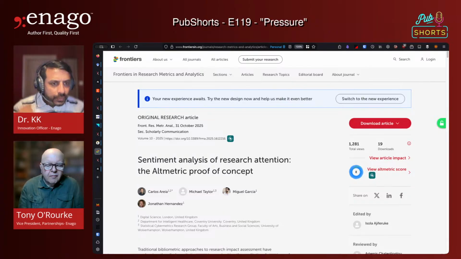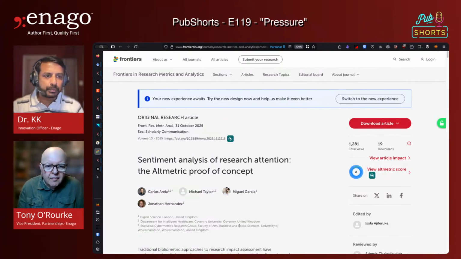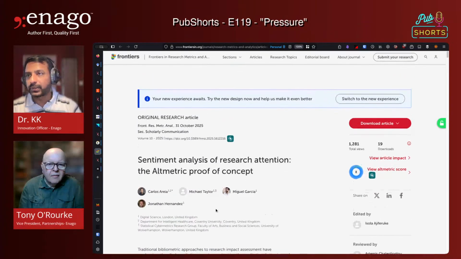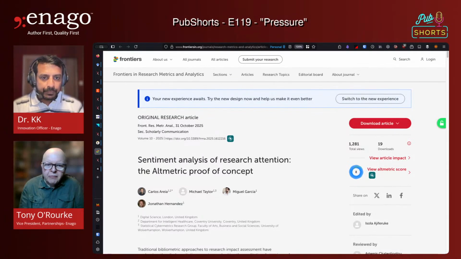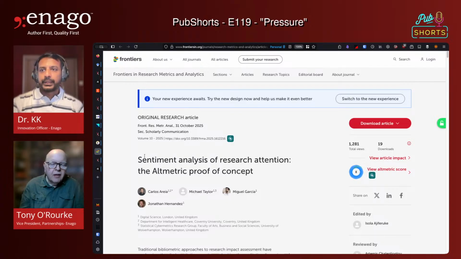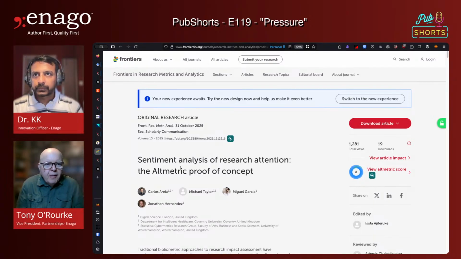Let me just confirm this. Frontiers in Research Metrics and Analytics, a journal by Frontiers. Okay, anyway, the research hasn't come from Frontiers. The research has come from Digital Science and from Coventry University and from the University of Wolverhampton. So it's a paper that's published in the Frontiers journal. All right.